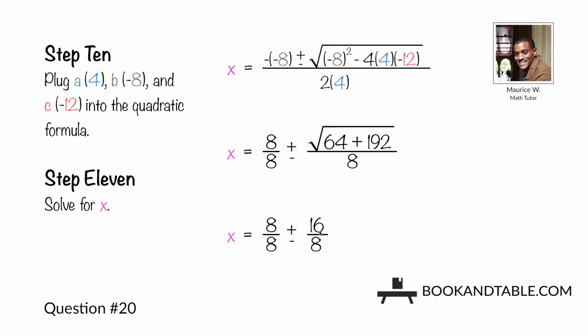So x has two potential values. 8 over 8 minus 16 over 8 is negative 8 over 8, which is negative 1. And 8 over 8 plus 16 over 8 is 24 over 8, which is 3. So x is equal to negative 1 and positive 3.